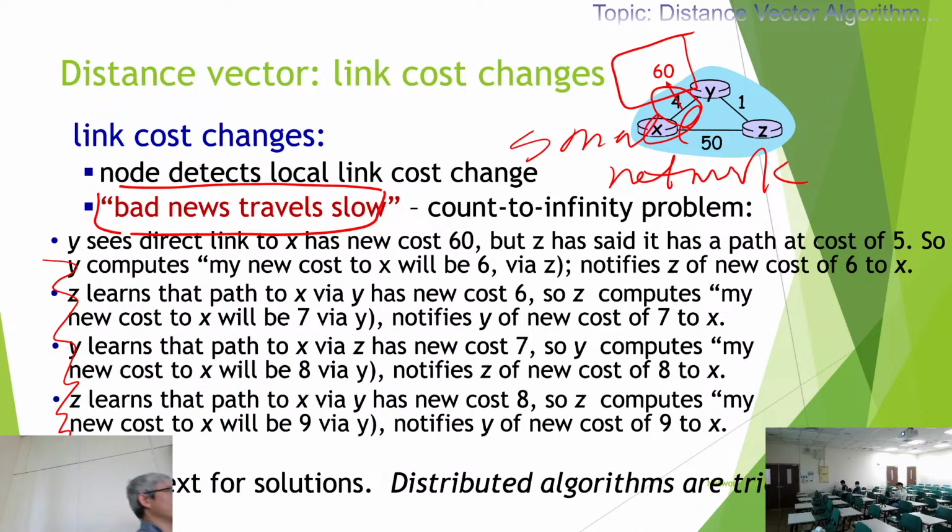Based on the previous iteration, you will find we use many steps to allow the whole network to have the update, to know that the current link X and Y became 60. It became 60 in the past, but we know that one really late. So this is the disadvantage of the distance vector algorithm: knowing the best one fast, but knowing the bad one slow.